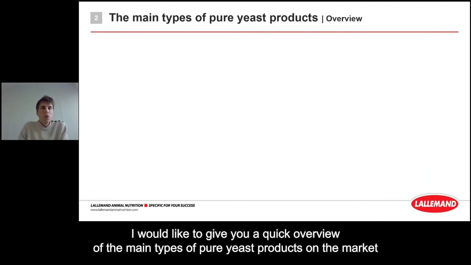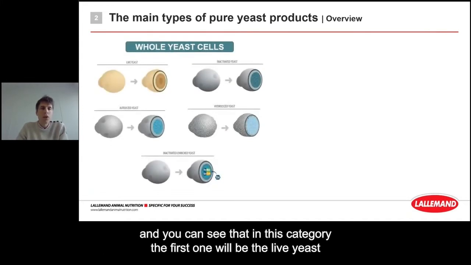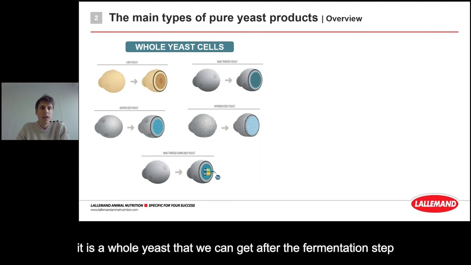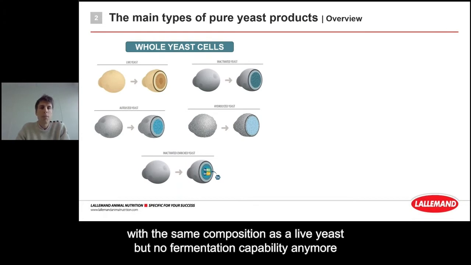I would like to give you a quick overview of the main types of pure yeast products on the market, starting with the whole yeast cell products. And you can see that in this category, the first one will be the live yeast. It is a whole yeast that we can get after the fermentation step. Additionally, in the process, there can be an inactivation step that will bring inactivated yeast with the same composition as a live yeast, but no fermentation capability anymore.